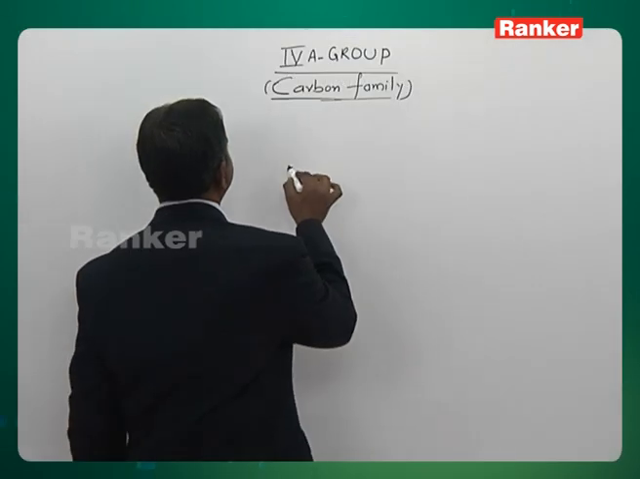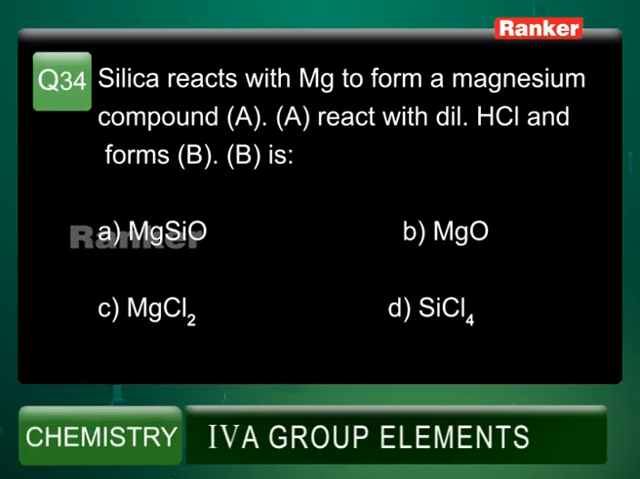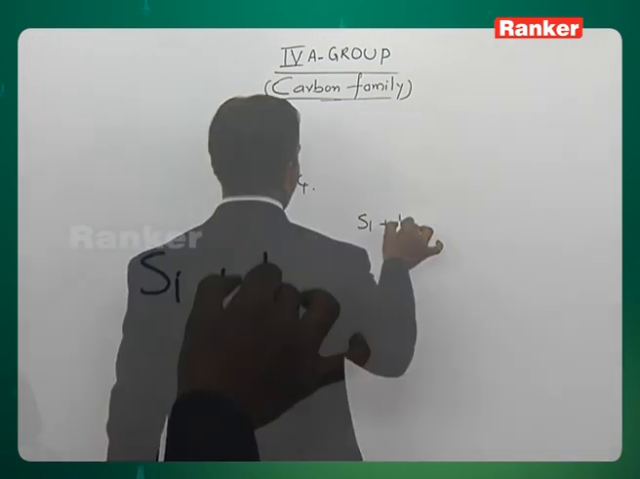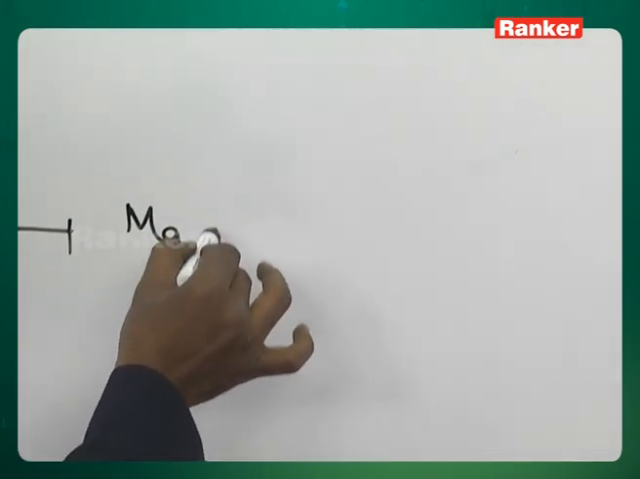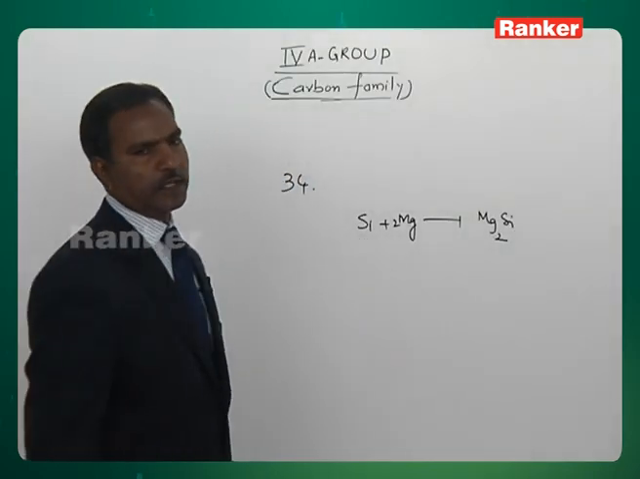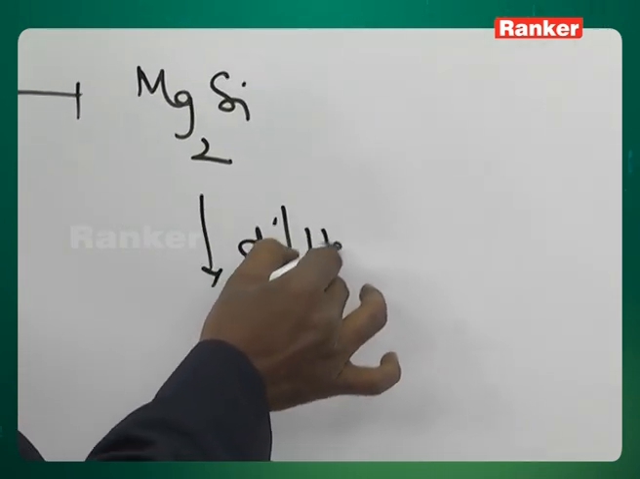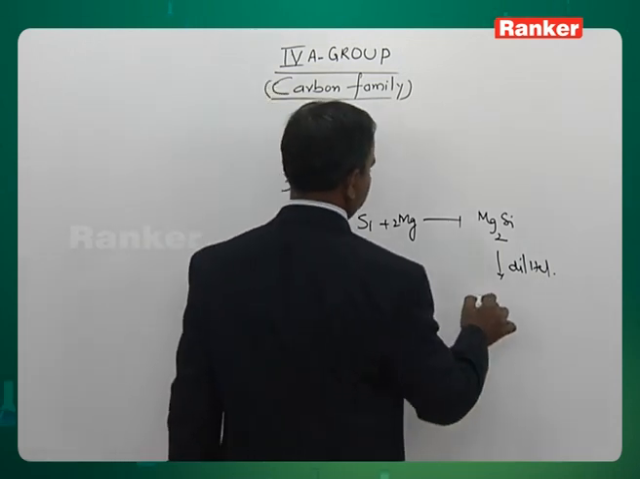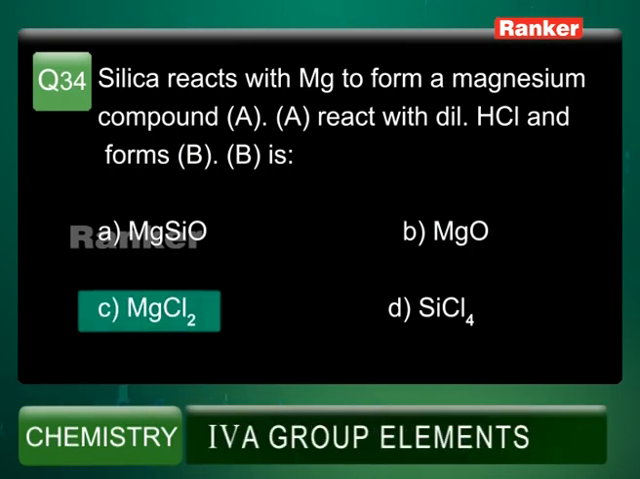Question number 34. Silica reacts with magnesium to form a magnesium compound A. A reacts with the dilute HCl, forms B. B is. Silica reacting with magnesium, then you are getting Mg2Si. This is our reaction with dilute HCl. Then you are getting MgCl2. So, question number 34, answer is C.